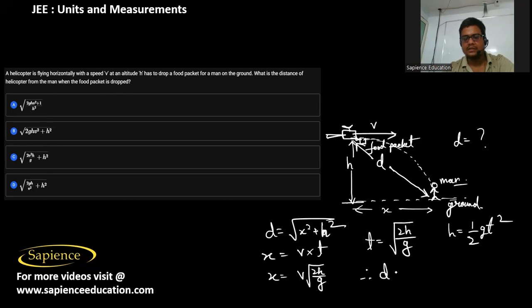So therefore d will be equal to 2h v square by g plus h square, that is 2v square h by g plus h square. So option C is the correct answer.